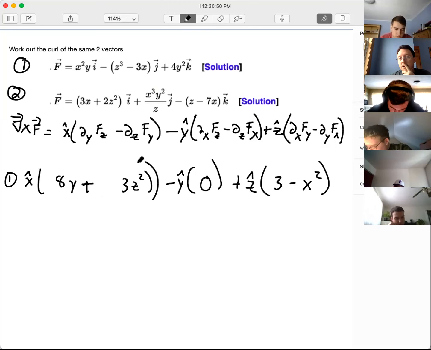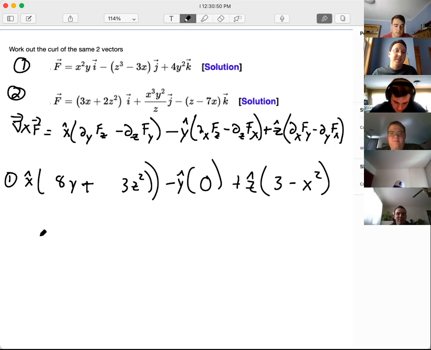how'd we do? Everyone get the same thing? Okay. Is there anyone who got something different? All right. I'm kind of losing energy on this. It's just more of the same. You just keep turning the crank. You can tell curls have the most minus signs, and so there's the most potential for going wrong. Divergences are pretty quick. Gradients are in the middle. All right.